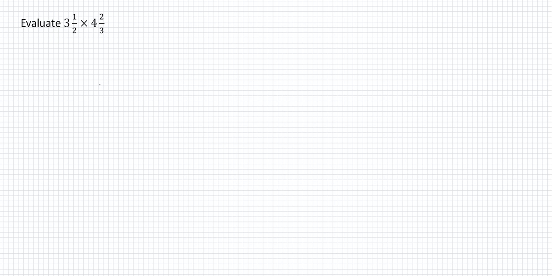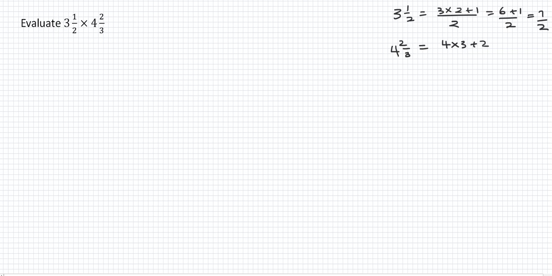Now evaluate 3 1/2 multiplied by 4 2/3. So we're going to first convert them to improper fractions. 3 1/2 is going to be 3 multiplied by 2 plus 1 over 2, which is 6 plus 1 over 2, which is 7 over 2. 4 2/3 is going to be 4 multiplied by 3 plus 2 over 3, which is 12 plus 2 over 3, which is going to give us 14 over 3. So now our equation is going to look like this. We're going to have 7 over 2 multiplied by 14 over 3.